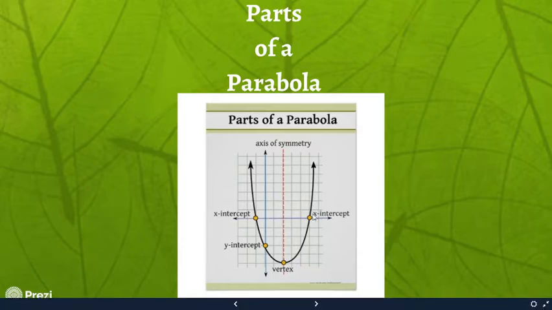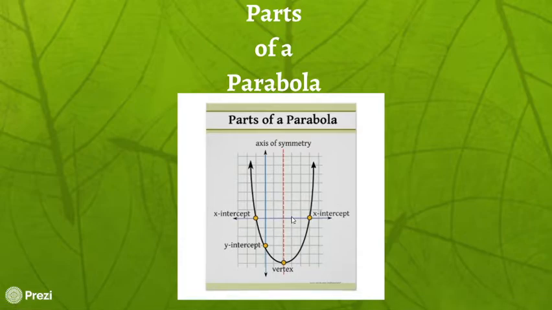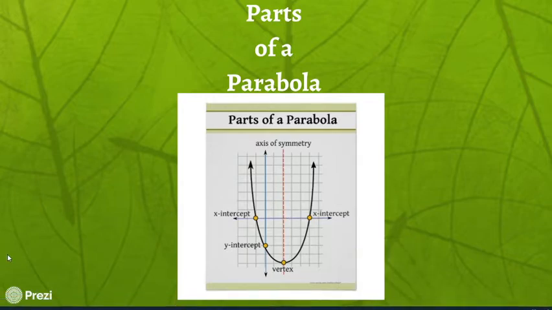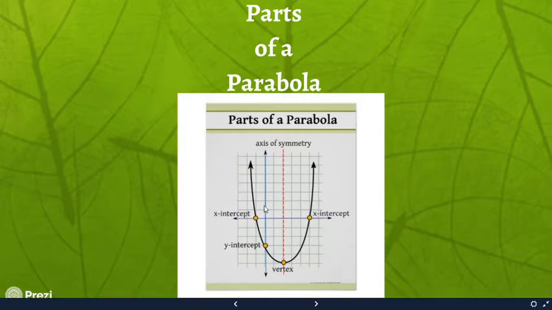So finding all these key parts will help us to graph a quadratic in standard form. You guys will learn how to find the x-intercepts, the y-intercept, the vertex point, and the axis of symmetry from standard form. And when we put all of these parts together, they will form a beautiful parabola. That is the name of a quadratic graph.